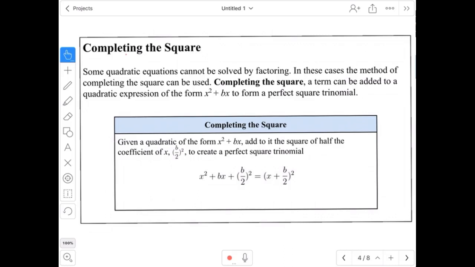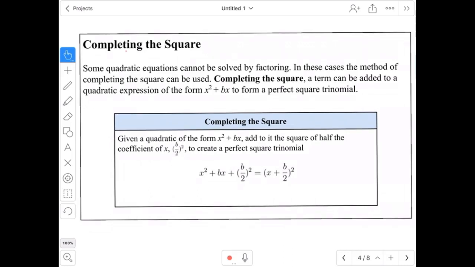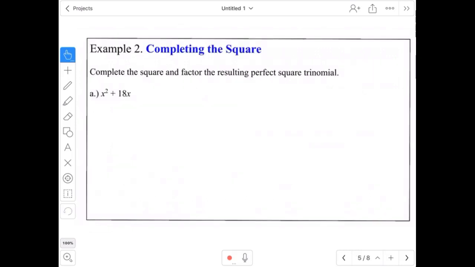In completing the square, a term can be added to the quadratic expression x squared plus bx to form a perfect square trinomial. So that is the goal in this. I'm not really going to spend too much time on the notation, but you can see in that box below that everything is based on that b term. So you're going to take that, cut it in half, and square it.